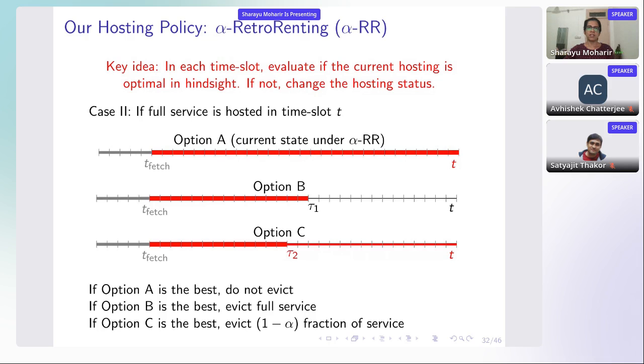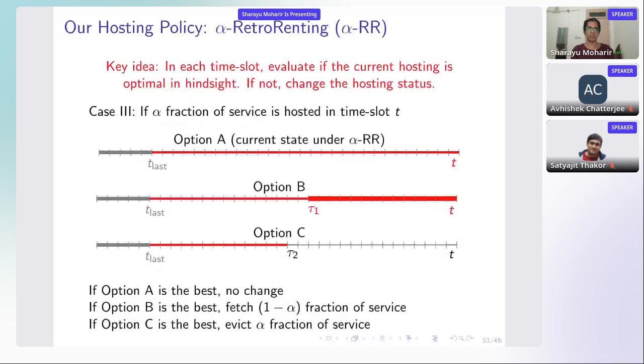This is the other case where the entire service is fetched at t_fetch and not evicted till time slot t. This is option A. Here again, we have option B and option C to compare against. Whichever one is cheaper, alpha RR will go with that. So here, for example, in option C, from t_fetch to tau 2, the entire service is hosted. And from tau 2 to t, the service is partially hosted at the edge. Whichever of these gives the lowest cost, that is the option that alpha RR goes with. I'll skip the third case just in the interest of time.